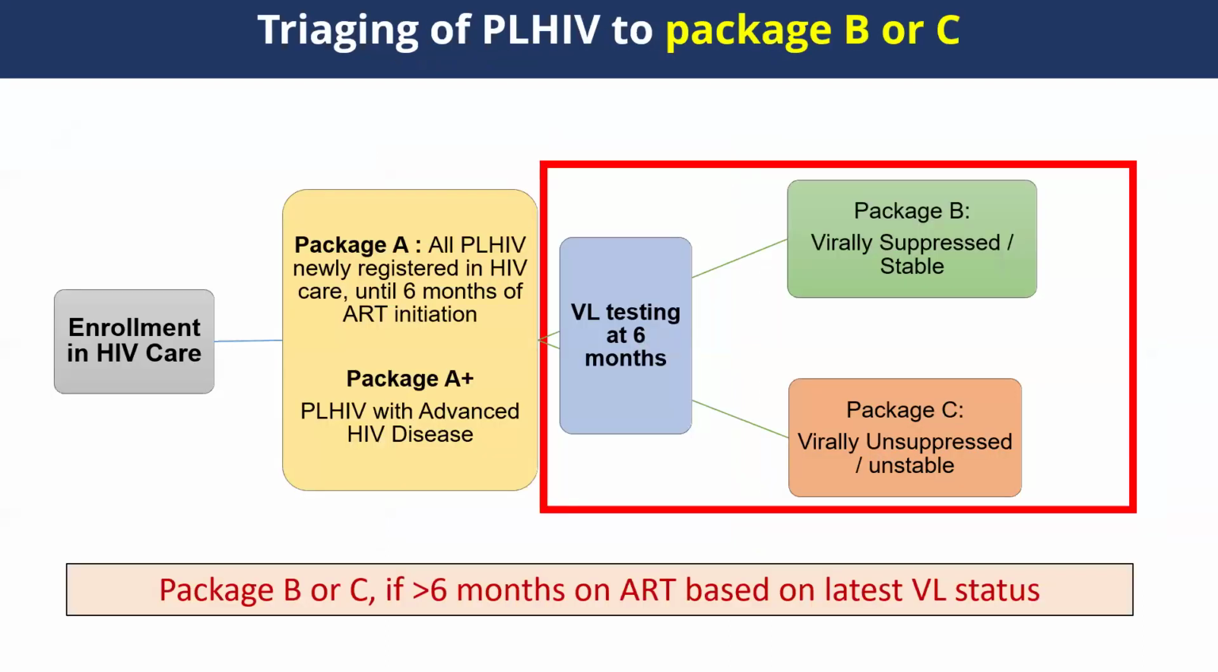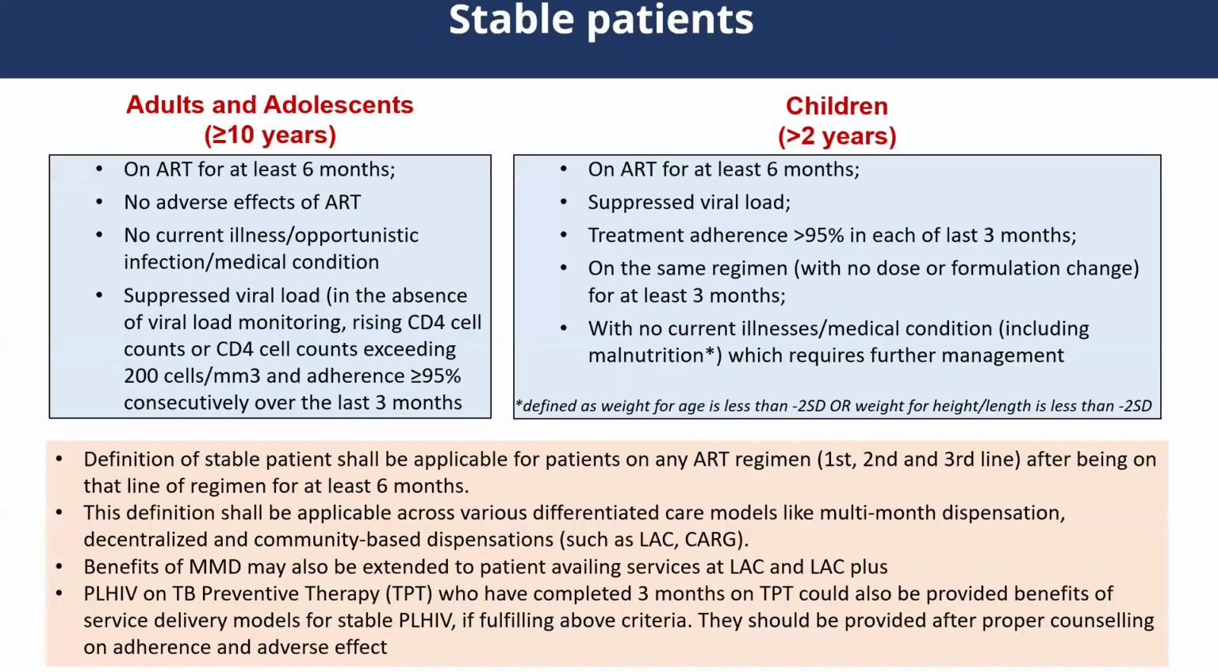Next, package B or C is only after 6 months on ART based on the latest viral load. Again, spend a couple of minutes on this slide, because I still see some of the centers having difficulty understanding that there is no definition for stable children. There is just a definition here: more than 2 years on ART, 6 months suppressed viral load.